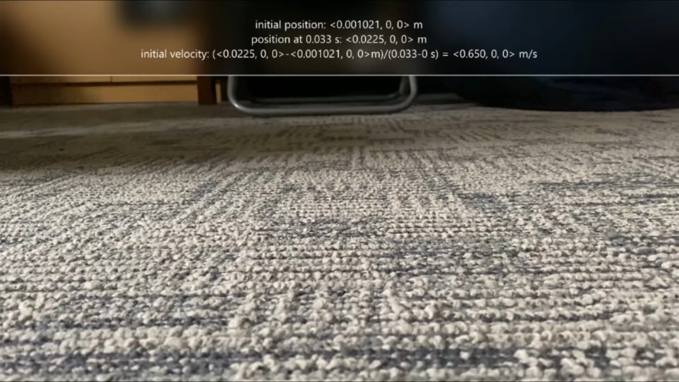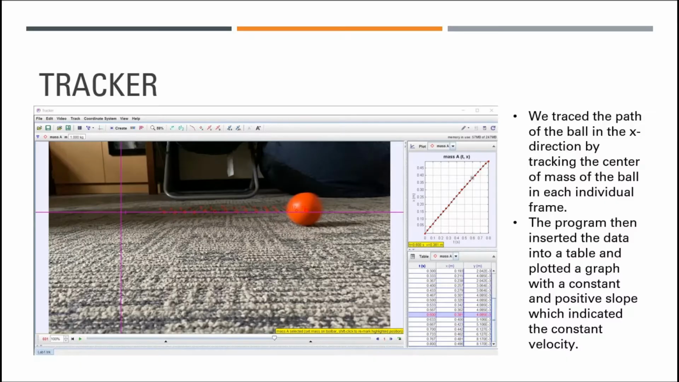the final position and final time was the ball's position and time after one frame, as you can see in the calculations above. The tracker program allowed me to analyze the path of the ball in the x direction by plotting the ball's center of mass in each individual frame. The program also inserted the ball's position in each frame into a data table and plotted a graph with the ball's position measured in meters on the y-axis and the time measured in seconds on the x-axis.